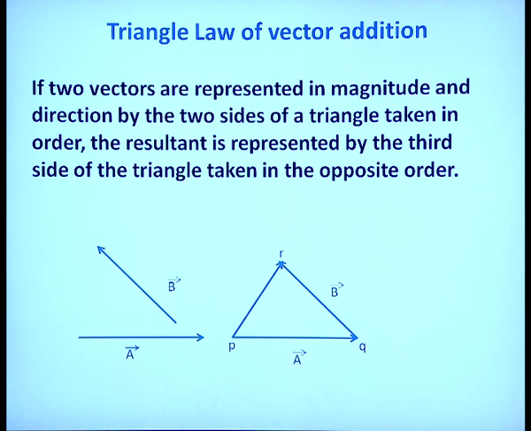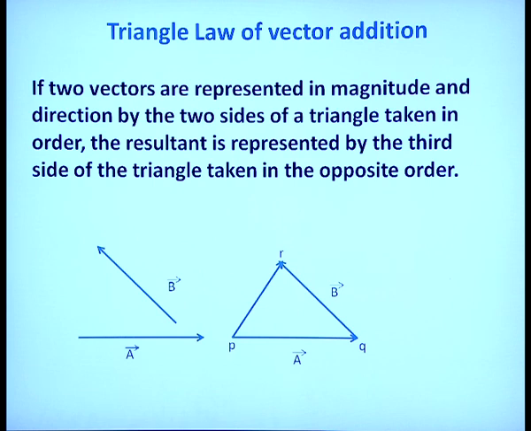This is how you can add two vectors, and the third side, that is PR, represents the addition of two vectors, that is A plus B. Direction is also given by opposite order.